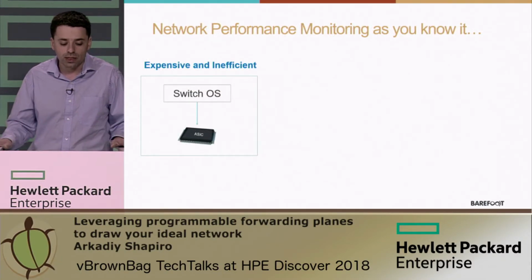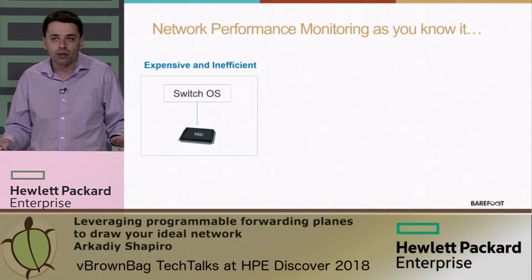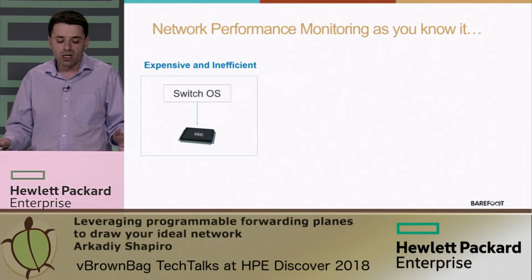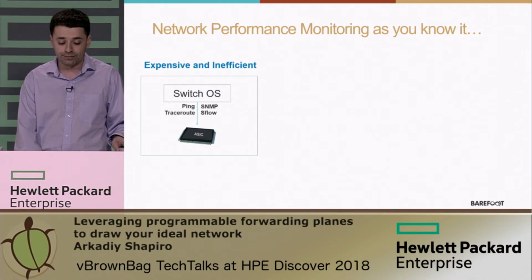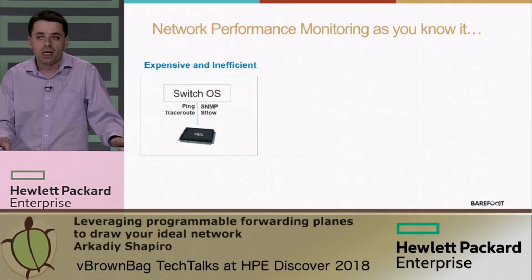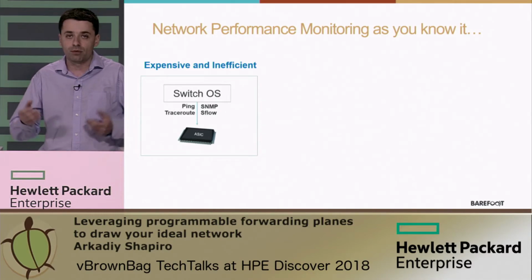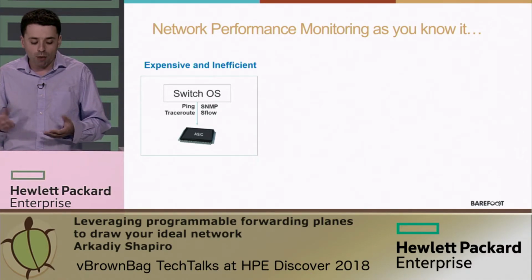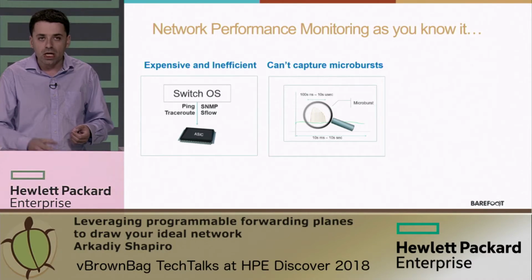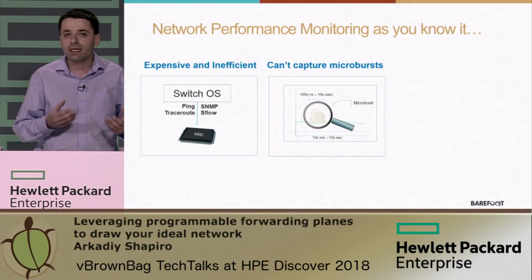Now let's start diving into the use cases. First, dataplane telemetry. I mentioned dataplane telemetry at the beginning of the talk, and we go back to network performance monitoring. Today, network performance monitoring is pretty expensive and inefficient. Most folks have been doing what they've been doing for decades: ping, traceroute, SNMP, maybe sFlow and NetFlow. They might be using packet brokers and doing tap and span aggregation. The problem with that is that you cannot capture microbursts. You cannot capture microsecond or nanosecond events.